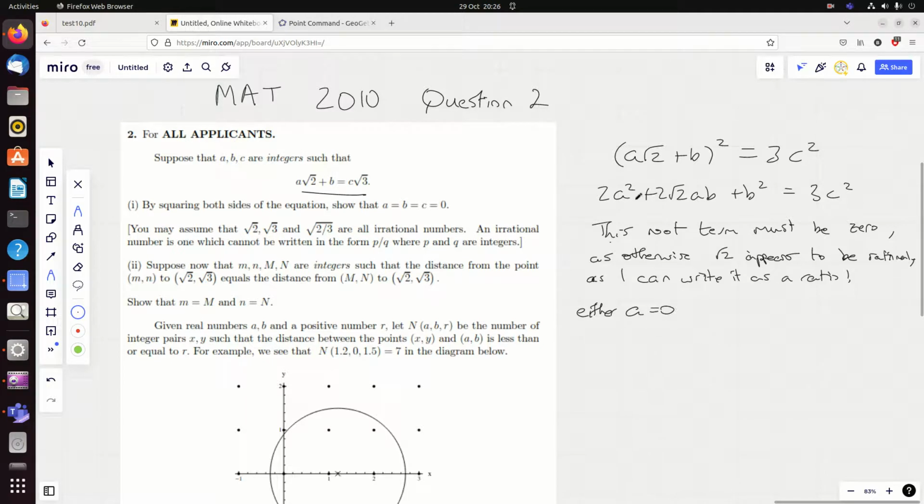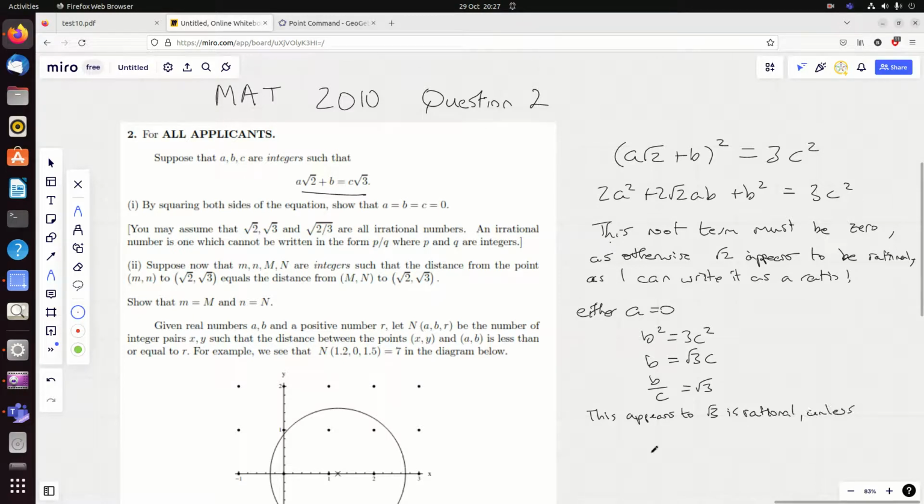So if that term's 0, then either a equals 0, in which case we're going to get 0 there, 0 there. We're going to get b squared is 3c squared. So b is root 3 c, but then all of a sudden root 3 appears to be rational. Sorry, this appears to suggest root 3 is rational.